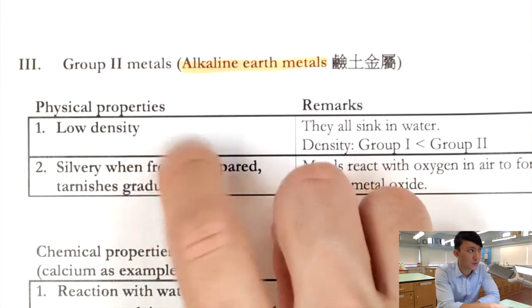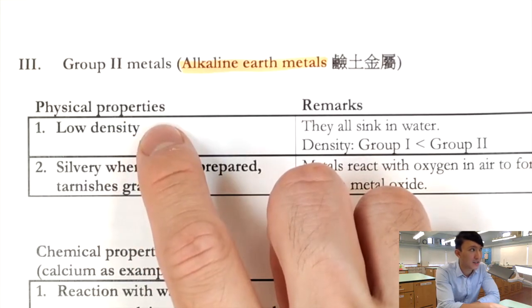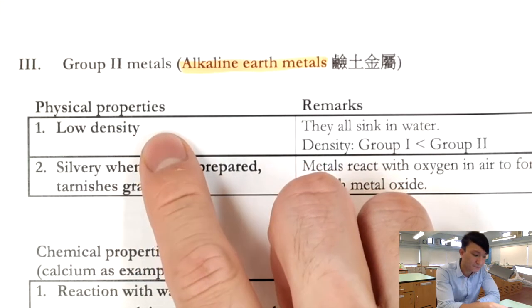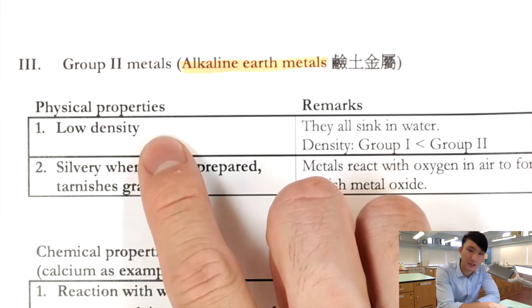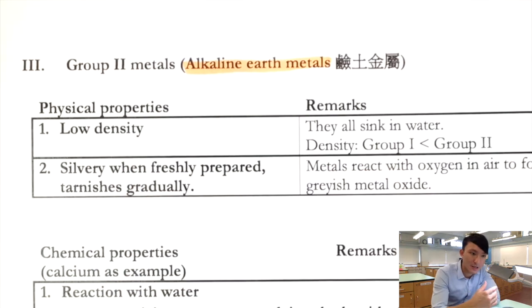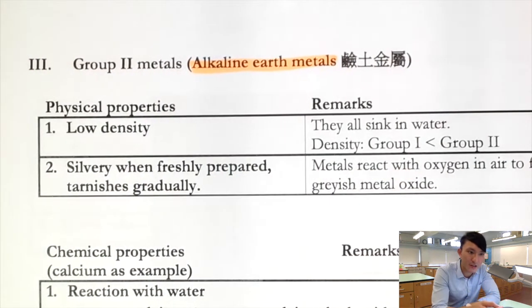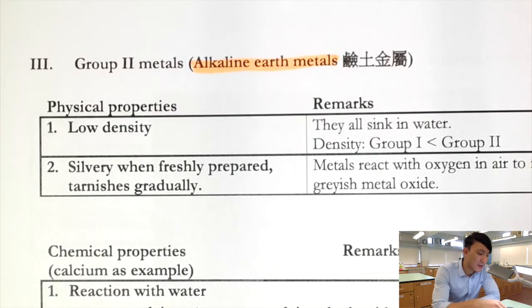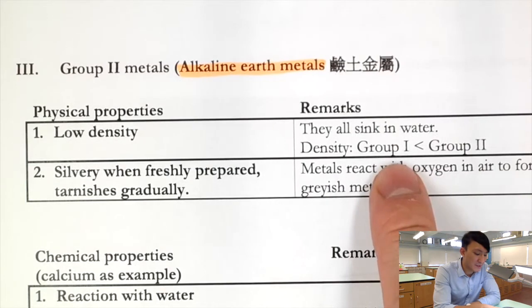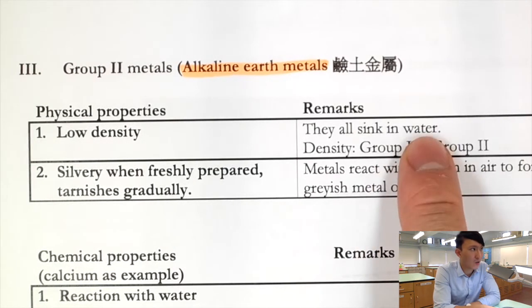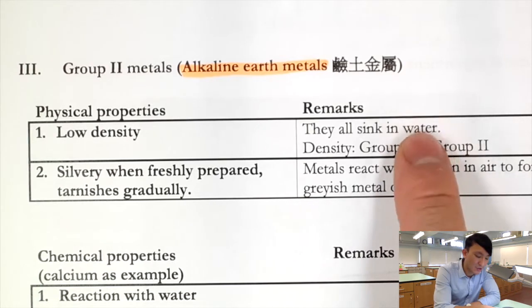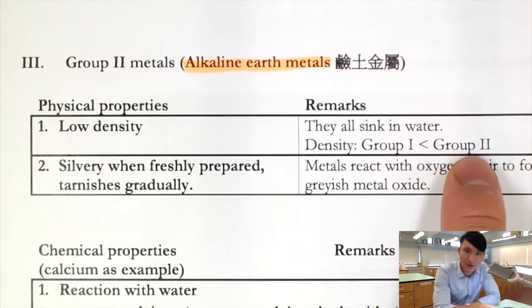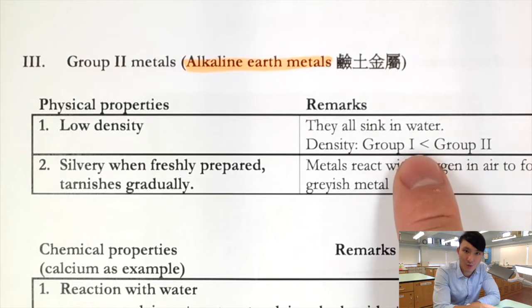Now, let's talk about the physical properties. Alkaline earth metals all have a relatively low density, in contrast to what we generally think, that metals have high density. However, when put into water, all group 2 metals are able to sink in water. That also tells you that all the group 2 metals are actually denser than group 1 metals.